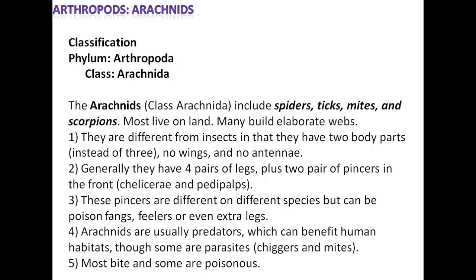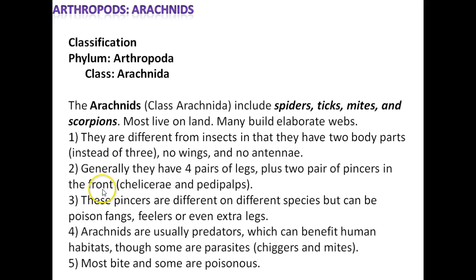Most live on land. Many build elaborate webs. They are different from insects because they have 2 body parts instead of 3. So that's a big deal. Spiders only have 2 body parts, so any arachnid is only going to have 2 body parts instead of 3. They don't have wings and they don't have antennae.